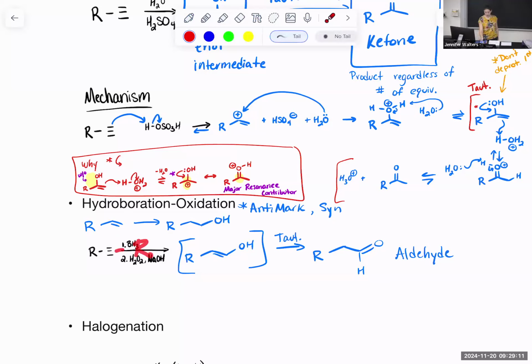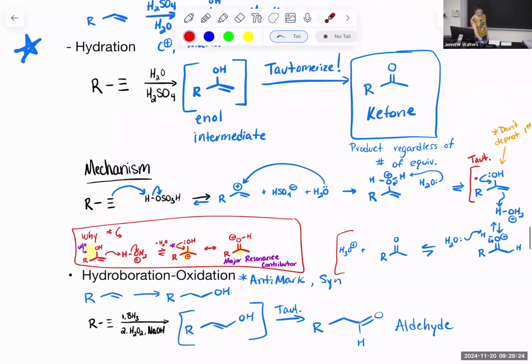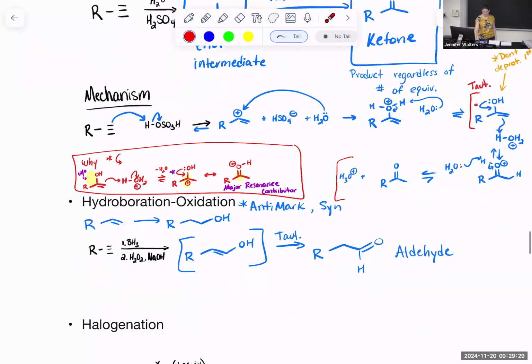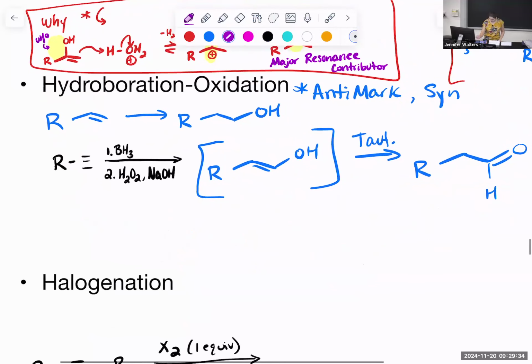If you have an R group on both sides, then there's nothing to control the regioselectivity. You would get the carbonyl on both sides, right? So this is just specifically for our terminal alkynes. Same thing with our hydration. It's where you have a difference in substitution patterns. So the terminal alkyne goes to the aldehyde.